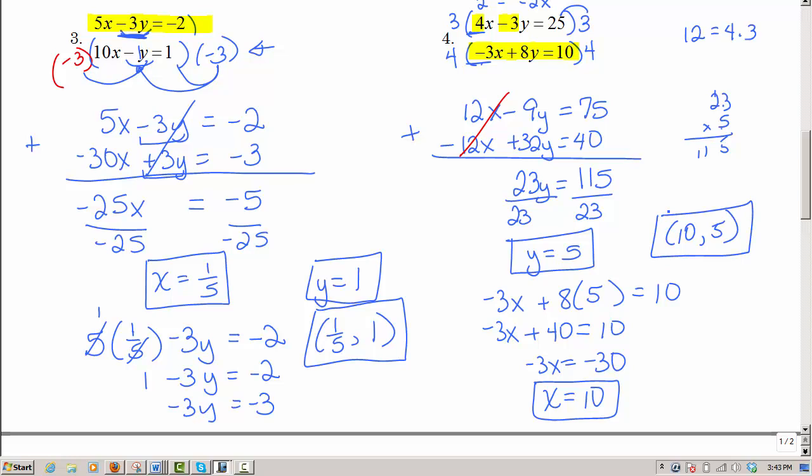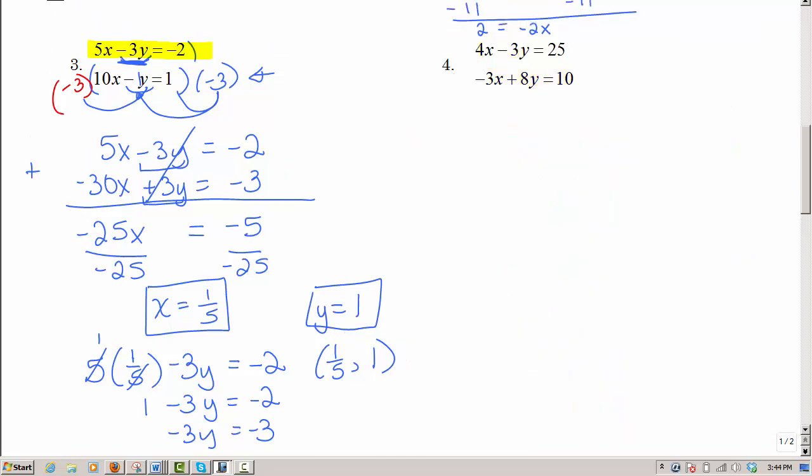Could I have worked that problem a whole different way? Yes, I could. So I want you to remember my answer was 10, 5. So I'm going to work this problem a whole different way and say I want to eliminate the y's. They're already opposite, but what would be the common multiple between 3 and 8? Well, what is 3 times 8? 24. So if I multiplied this one times 8 and this one times 3, it would make this one negative 24 and that positive 24.